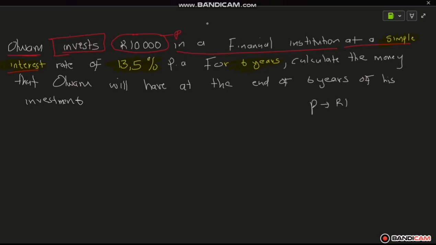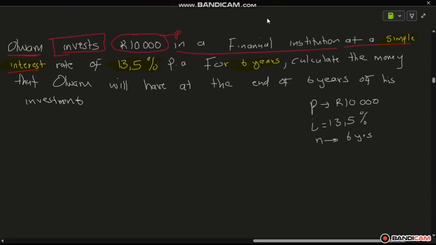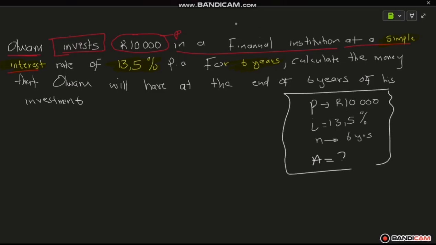Let's actually write down all our data. We have the 10,000 rands as the value of P. Then the interest rate, it is 13.5%. Then we do have the number of periods, or the time period, which is 6 years. We don't have the value of A, meaning the value of A is what we're going to write after. This is what we're going to calculate. So this will help us to know what we have and what we don't have.